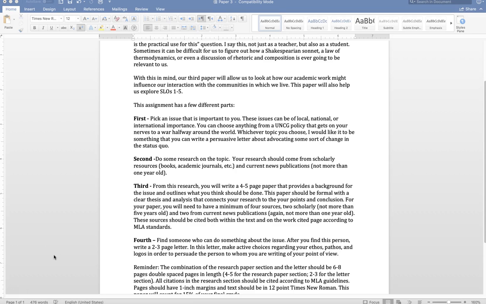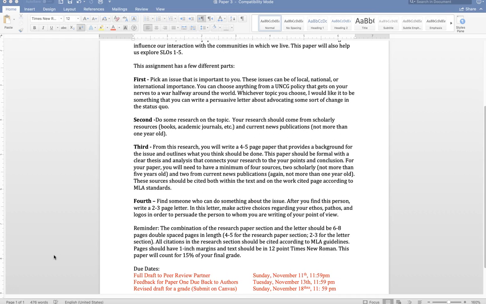Okay, so there's a question that always comes up here, which is, can I just use text from the paper section in the letter section? And I'm going to say yes, with a caveat. It shouldn't just be cut and pasted, because what I'm really going to be looking for in this letter section is these active choices. So you can be using some of that text, even taking the exact same text and putting it in, but you're going to need to frame it in a way that sets up these active rhetorical choices.